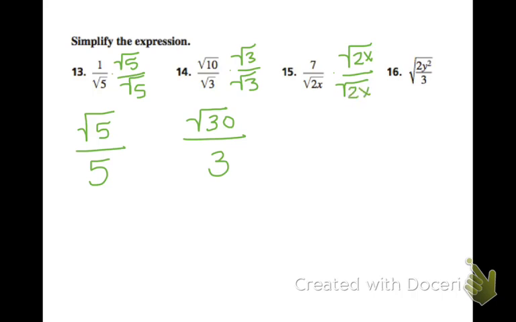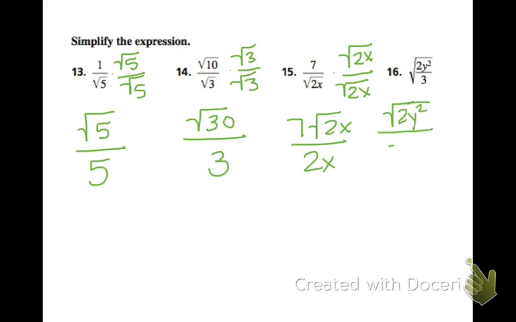For number 15, you will multiply by the square root of 2x over the square root of 2x. So note that the 7 is not under a radical symbol. So 7 times the square root of 2x over, and when you multiply them together, you get 4x squared. So really, basically, what comes out when you multiply it times itself is just the radicand, the number under the radical symbol.